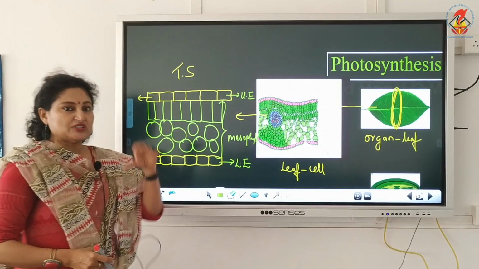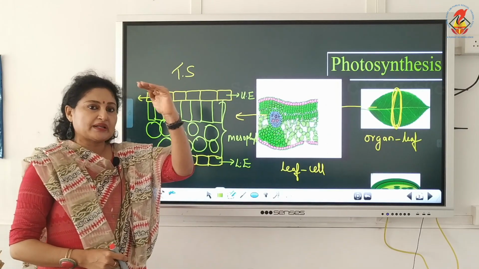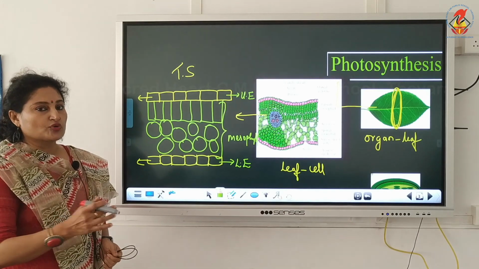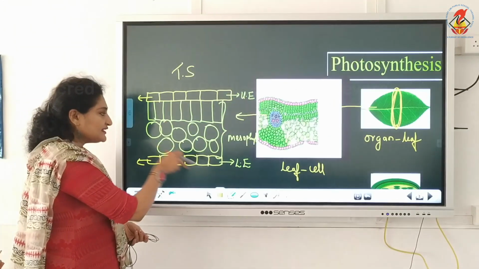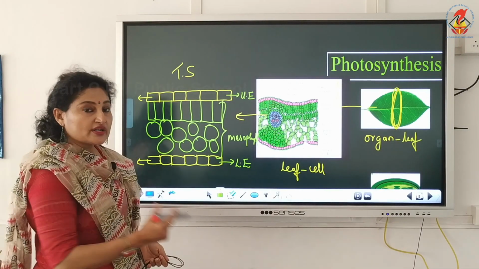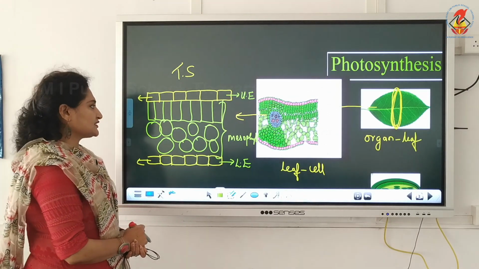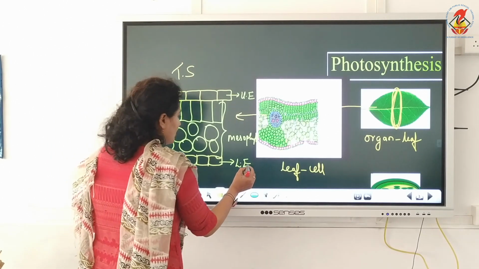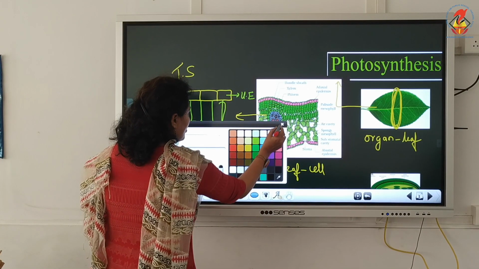So we can see this mesophyll is sandwiched between the upper epidermis and lower epidermis, and it is in this mesophyll cell that photosynthesis is taking place. Again, inside the cell, which organelle is participating in photosynthesis? You all definitely know it is the chloroplast. So I am going to draw the location of chloroplasts.